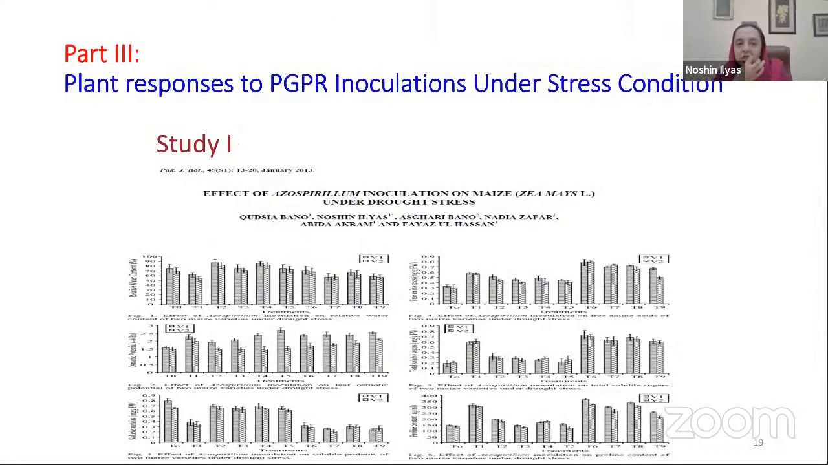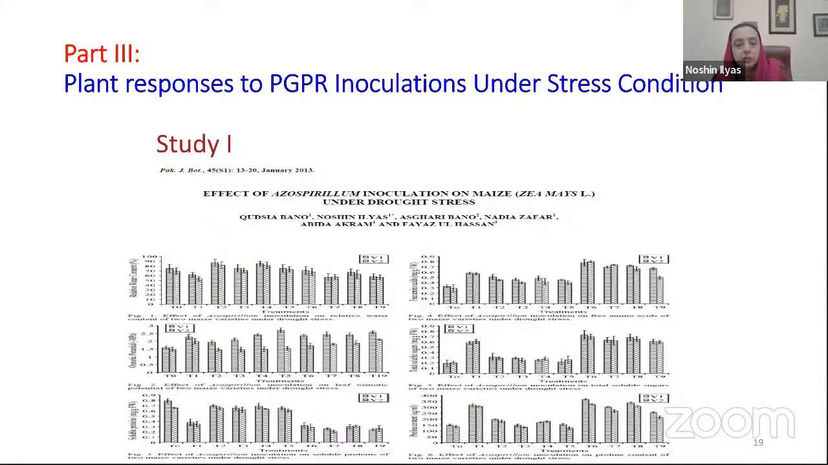So this is the third study where we combined this PGPR inoculation and we applied the stress, and we tried to find out if these PGPR have any ability to help the plant in mitigating its stress, and we got some very good result. This is the effect of Azospirillum inoculation on maize under drought stress, and we observed the plant responses. We targeted 3 main responses in plant: the morphology, the physiology, and the biochemical parameters, and the antioxidants particularly.